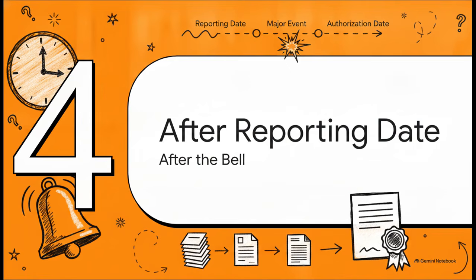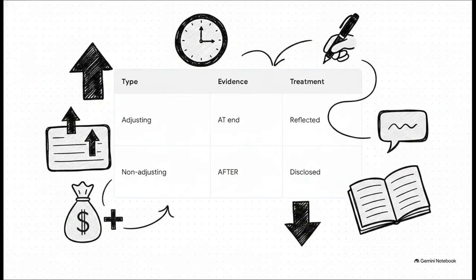Let's hit Section 4, Events After Reporting Date, After the Bell. What actually happens when a major event drops right after year-end? This is basically a binary cheat code for your exam. You've got two buckets for events that happen after the reporting period but before the statements are authorized.